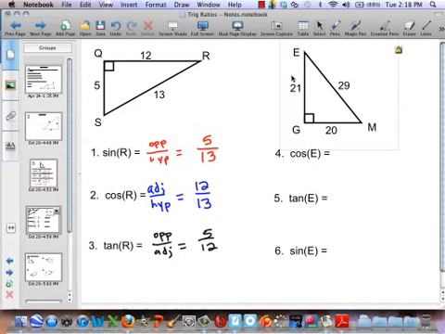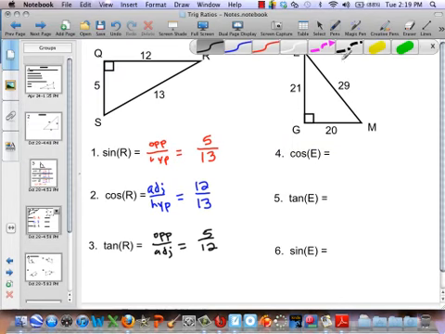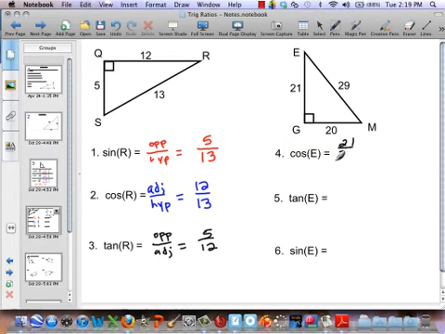29 is the hypotenuse. So it's either the 21 or the 20. Which one's attached to E? And we're looking at angle E. So which one of these two sides, the 21 or the 20, is attached to E? 21. What's your hypotenuse? 21 over 29.